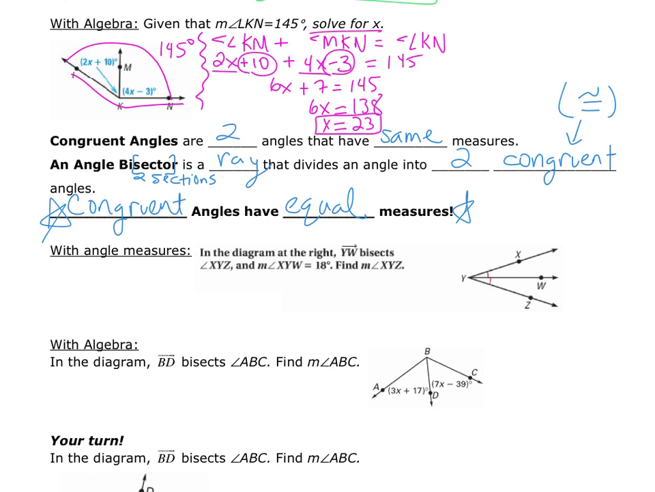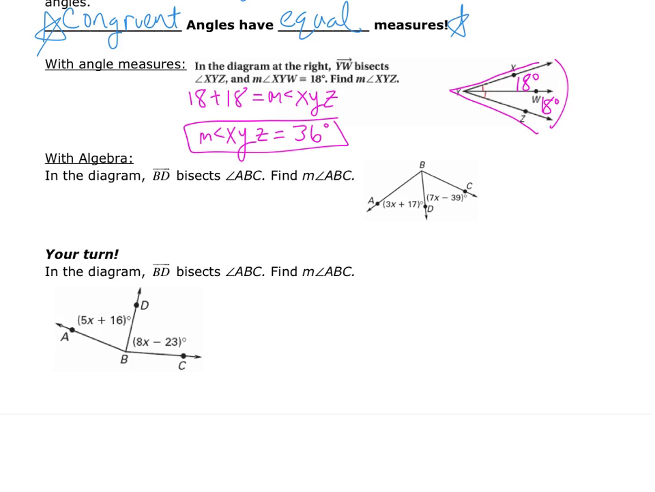All right, so with angle measures in our diagram at the right, the ray YW, which is right here down the middle, bisects angle XYZ. So remember, bisects means it cuts it into two equal pieces, and then they are going to be equal. So if we know that the angle measure of XYW is 18 degrees, and we know that they have to be congruent to each other, that's what these little red marks in there are showing us, then we know that the other angle also needs to be 18 degrees. So when they need us to find XYZ, that's the whole thing, we just need to combine those two angles together. And 18 plus 18 is 36 degrees.